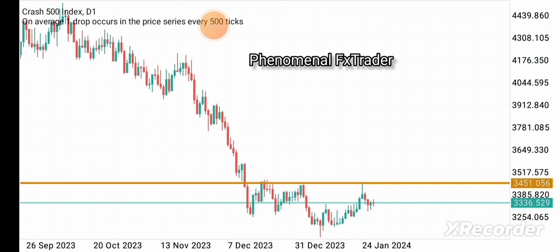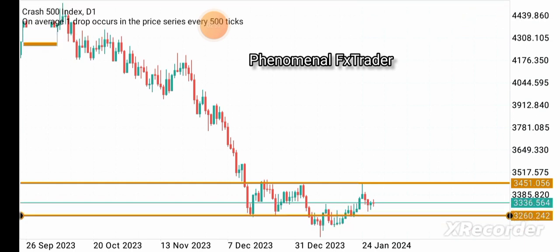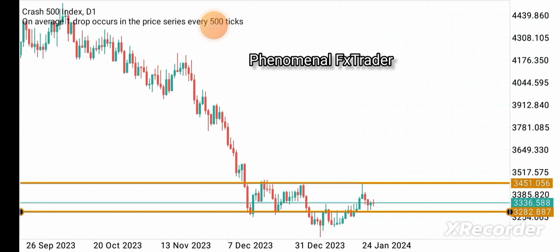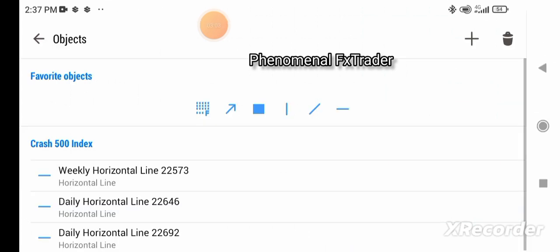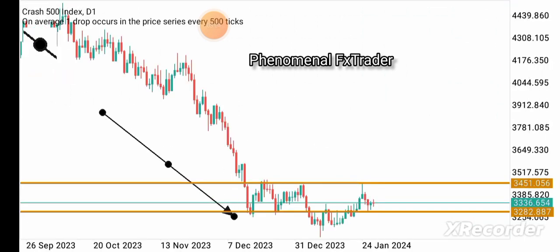Then we have to mark out another key level. I can find another key level here in this market. This is another key level right here, guys. You can see the market bought from here, sold from here, sold again from here, then bought again from here. It came to this point again and bought again. So this is a key level on the daily time frame.